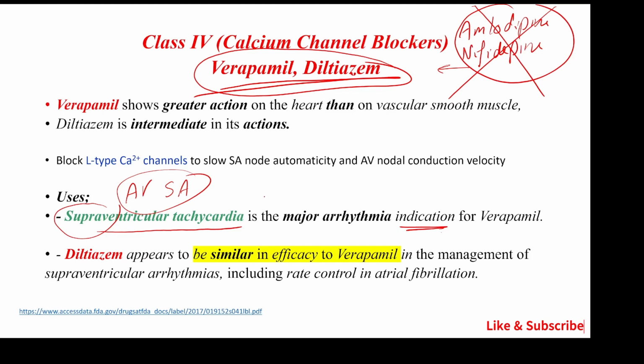Diltiazem has similar action. So for class 4, we have calcium channel blockers, verapamil and diltiazem. Verapamil showed a greater action on the heart than activity on the smooth muscle cells. So the main site of action for verapamil will be the heart. Here we need you to remember something.